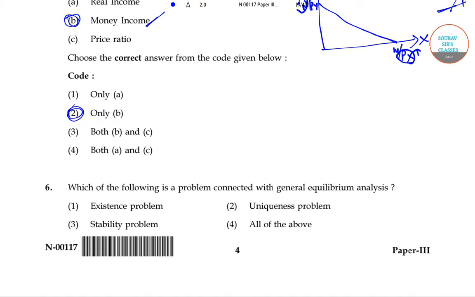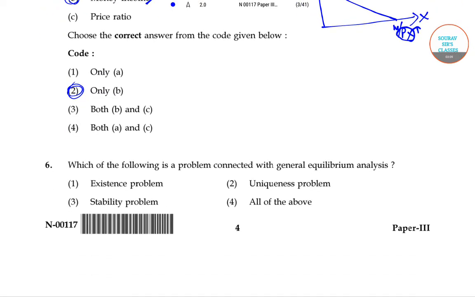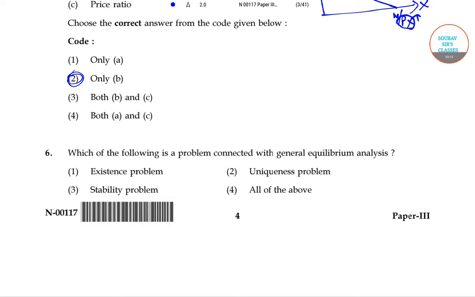Now we'll go straight to question number 6. In question number 6 it is given, which of the following is a problem connected with general equilibrium analysis? We have 4 options: existence problem, uniqueness problem, stability problem, and all of the above. For question number 6 we know all of them are problems connected to general equilibrium. Now one by one we'll look at everything.